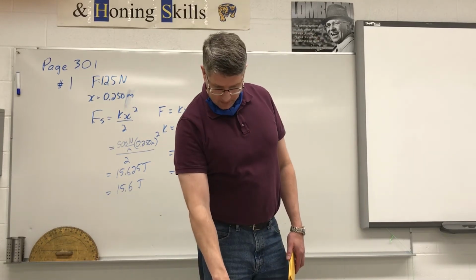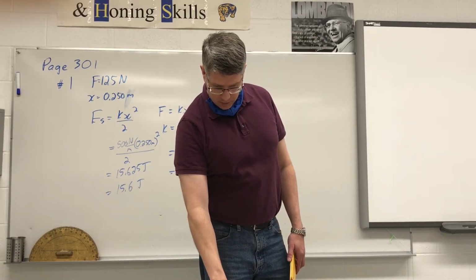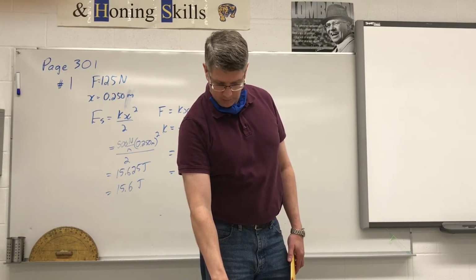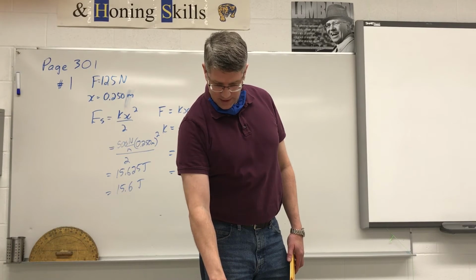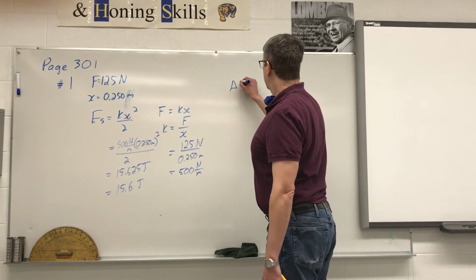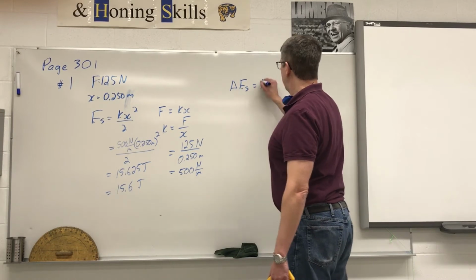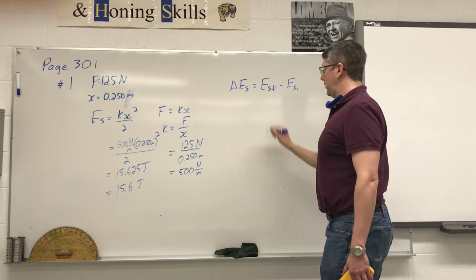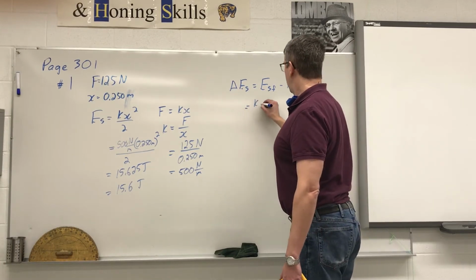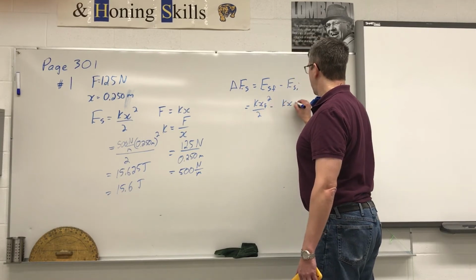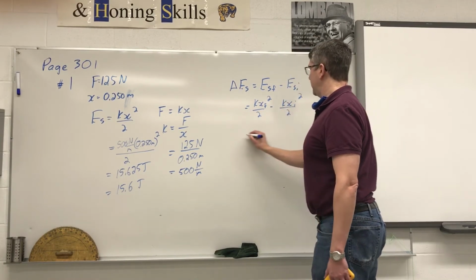Part B, if the spring contracts to a stretch of 0.15 meters, so we're going to change it from 0.25 to 0.15 meters, what is the change in elastic potential energy? So to calculate our change in spring energy, it is our final spring energy minus our initial spring energy. And we have kx final squared divided by 2 minus kx initial squared divided by 2.